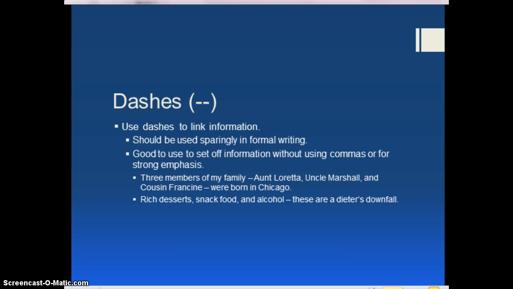And then you can also use dashes to set off information that you want to show strong emphasis about. And it says rich desserts, snack food, and alcohol. These are a dieter's downfall.